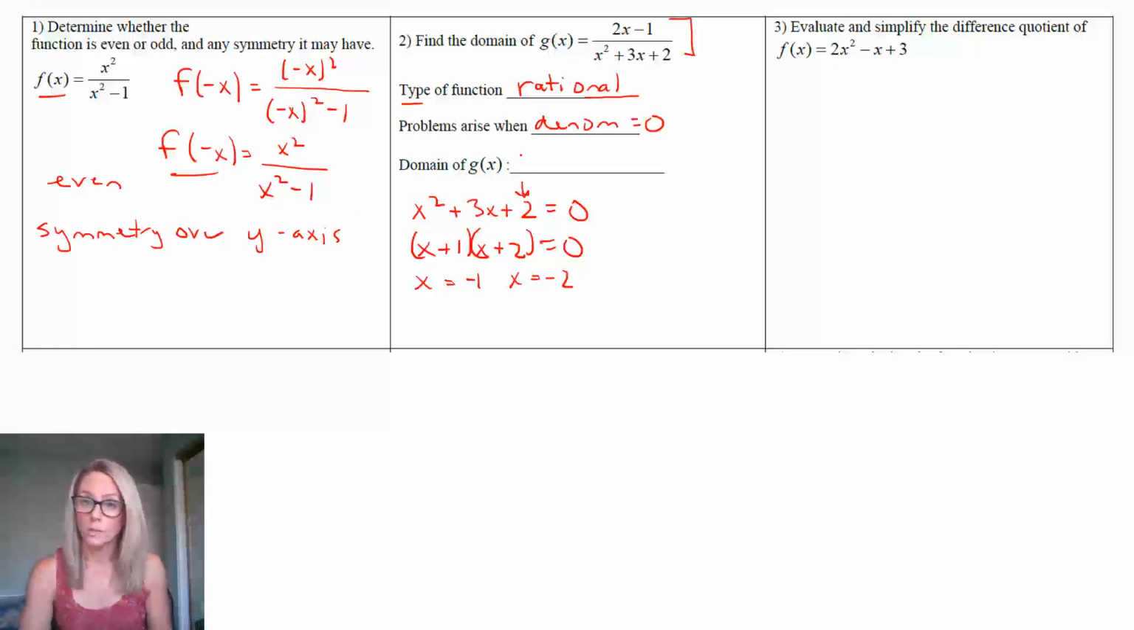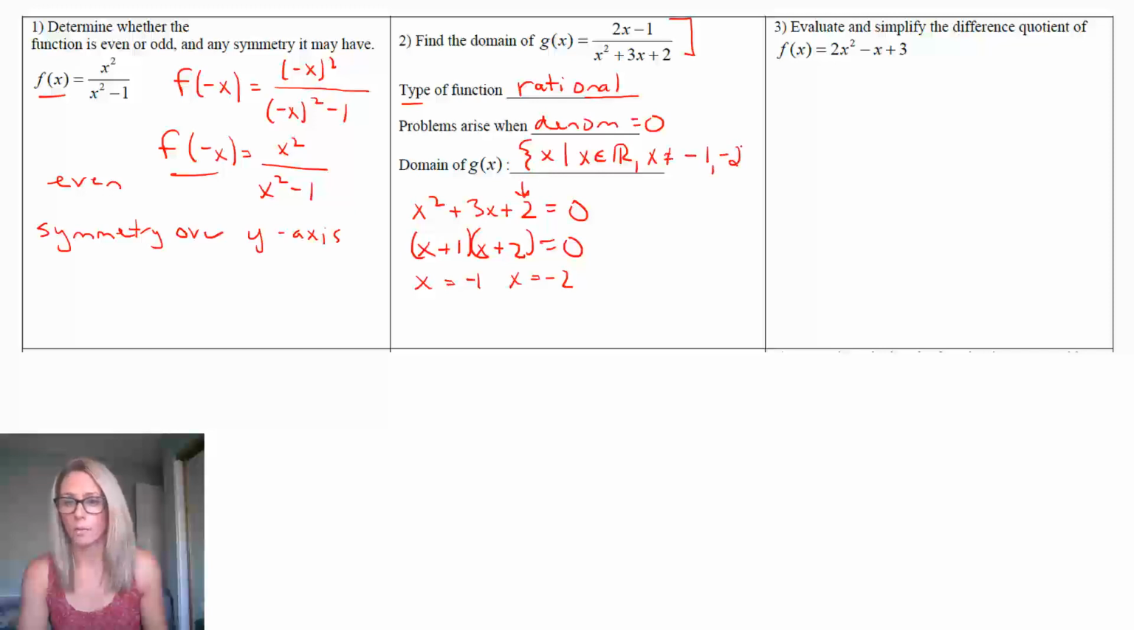So what we need to do in this case is consider that as part of our domain here. So the domain here is going to be all x such that x is an element of the real numbers, but x is not equal to -1, -2. So those are the two values that would cause it issues.